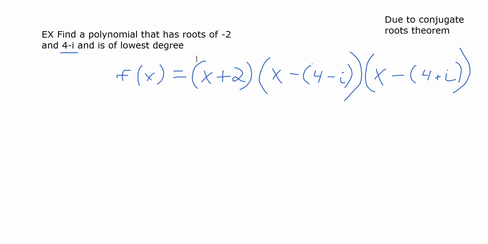Now, the other thing here, it says of lowest degree. What that means is don't get fancy with the multiplicity. Don't try to make this to the 4th power and this one to the 7th power. Technically, you could do that if I didn't tell you it's of lowest degree. You could say that -2 is still a root, it's just one that appears 4 times. 4 minus i is still a root, it just appears 7 times. But by me saying it's got to be of lowest degree, that means don't get fancy with the multiplicities.